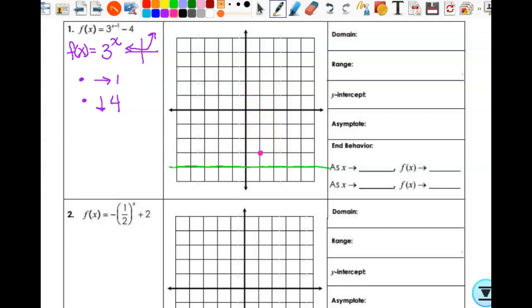To determine my next anchor point, I substitute 1 into the parent function. 3 to the first power is 3. So I go to the 1, 1, 2, 3. I'm right here. From here, I go to the right 1 and down 4.